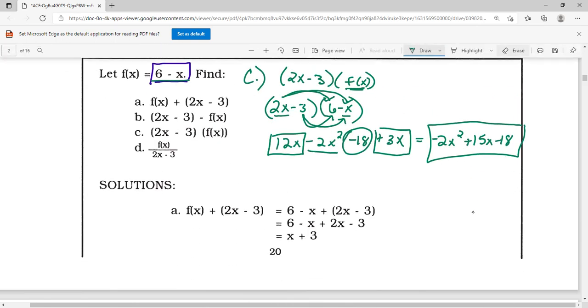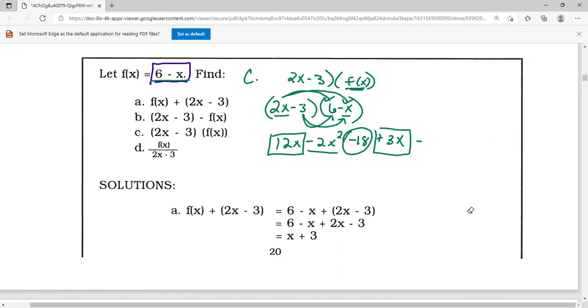Alright, so these are just like algebra problems you've done before. You're just replacing the value of the function, whatever that function is, with the spot where it says f of x.